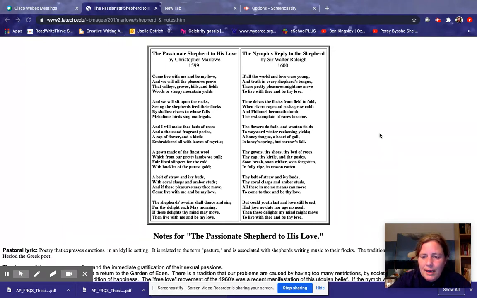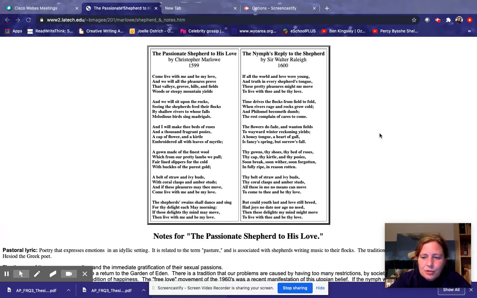Okay, so that's the passionate shepherd to his love. The first question I ask if we were doing this in class is, what type of poem is it? Well, there's two answers to it. First of all, it's a lyrical poem. A lyrical poem is one that expresses emotion. Now, there are other poems that express emotion, like an elegy or an ode, but those are very specific types of emotion, and we're not there yet.